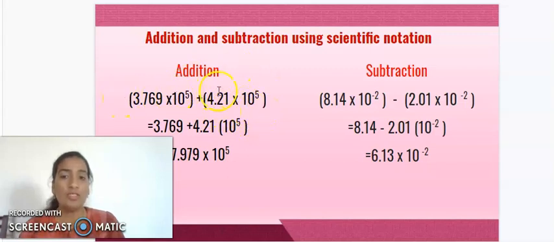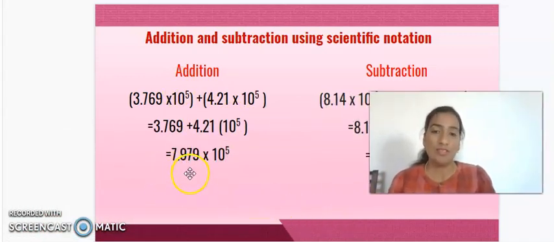Here, for both numbers, the exponential term is the same, right? It's 10 to the power 5, 10 to the power 5. So in this case, it's super easy. We just need to add the coefficients together, 3.769 plus 4.21, and then rewrite the exponent. The final answer will be 7.979 into 10 to the power 5. So this is the final answer. We are just adding the coefficients and rewriting the exponent.